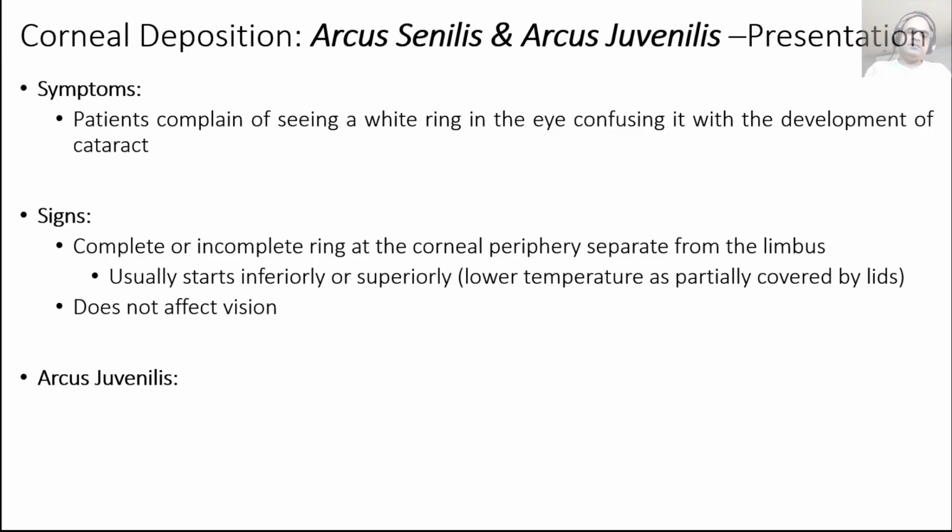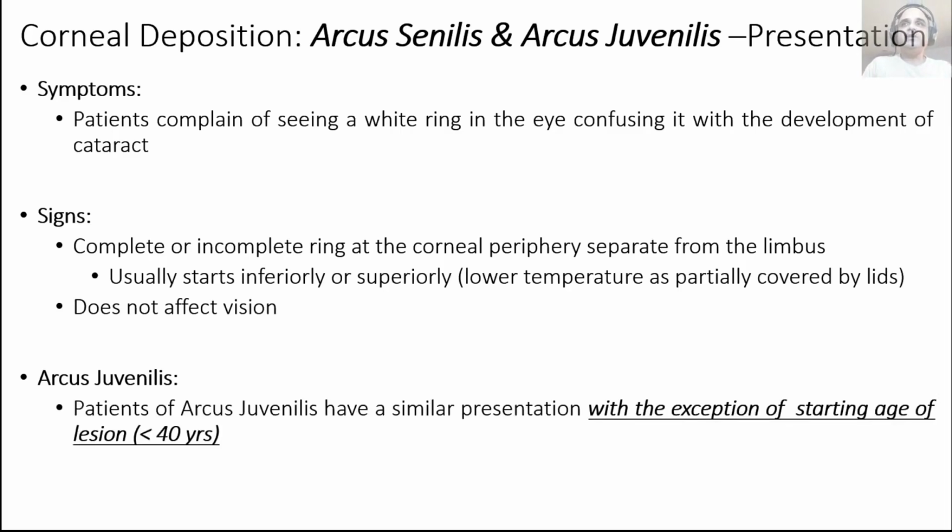When you examine it, you see a complete or an incomplete ring in the corneal periphery, which is separate from the limbus. There's a little bit of a clear zone. It usually starts superiorly and inferiorly because those parts are covered by the lids to varying extents. The upper lid covers the superior limbus more than the inferior limbus. These zones have lesser temperature, and that's somehow thought to be associated with the ring starting to form superiorly and inferiorly first.